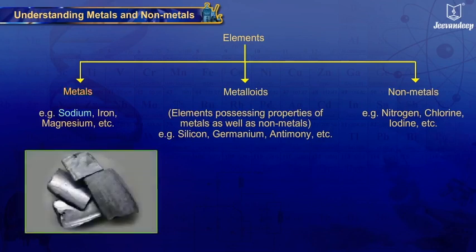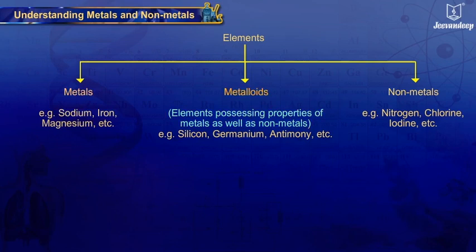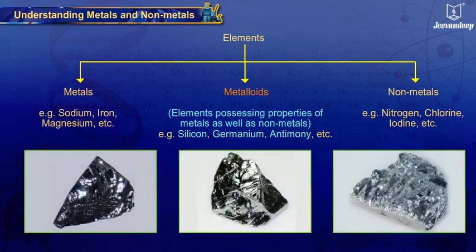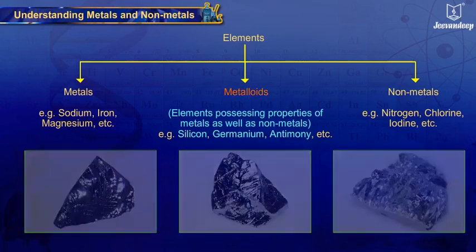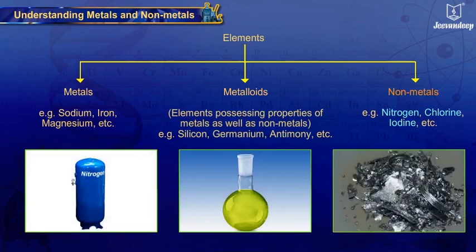Elements like sodium, iron, magnesium, etc. are metals. Metalloids are elements that possess properties of both metals and non-metals. Elements like silicon, germanium, antimony, etc. are metalloids. Elements like nitrogen, chlorine, iodine, etc. are non-metals.